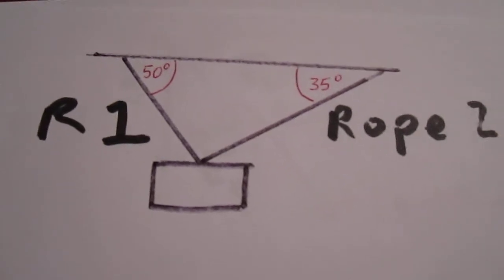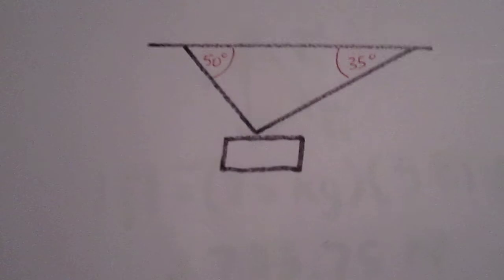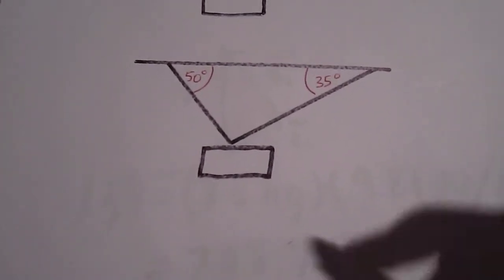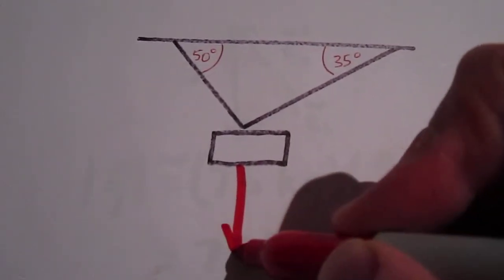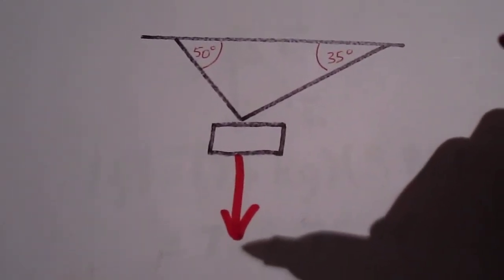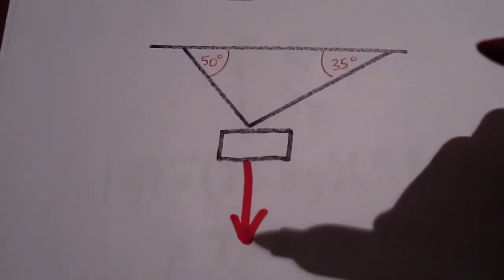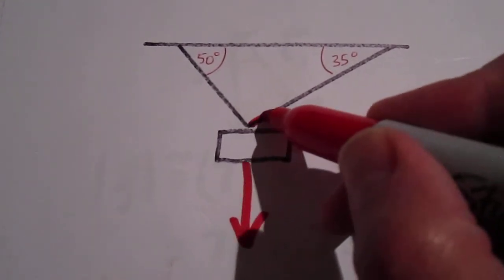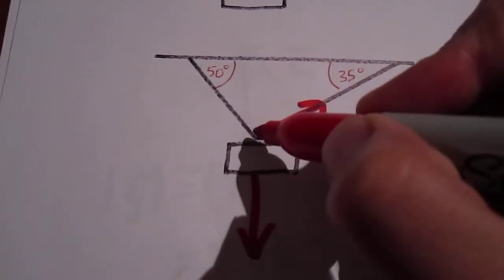Now, what we see then is that we're going to have a number of different forces acting on this weight. Specifically, we're going to have the weight of gravity acting downwards, because the mass weighs 75 kilograms. And there's going to be tension going up the length of each rope. There's going to be some tension up this rope and some tension this way.